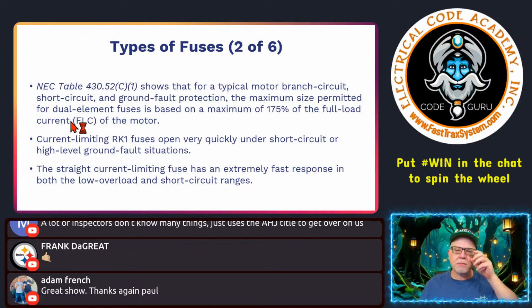All right. Now, Table 430.52. Okay, y'all are familiar with 430.52. That's the short circuit and ground fault protection table for motors. It shows the typical motor branch circuit short circuit and ground fault protection, and it says the maximum size permitted for a dual element fuse. So there's a maximum size in that table. I'm sure y'all have seen that little table. You should be familiar with it if you're familiar with motors.